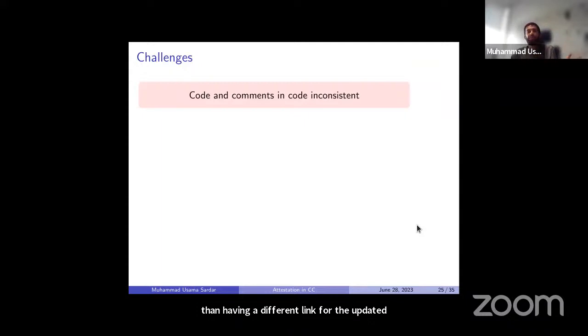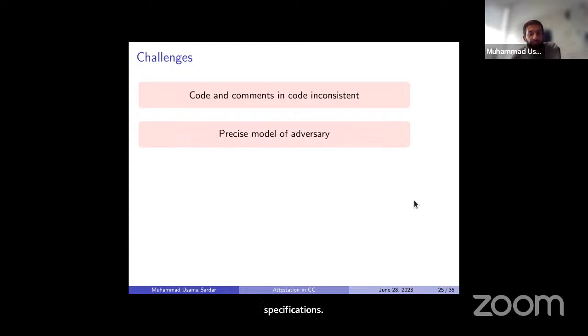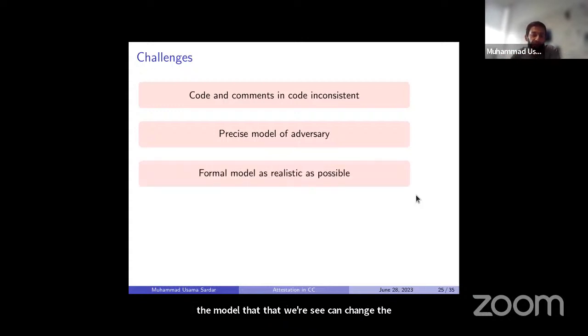And another way to go about this was, okay, other than specifications, let's look at the code. And when we looked at the code itself, the comments in the code were inconsistent with what Intel said in the specifications. We have several examples here, but for the interest of time, I will go forward. From a formal perspective, it was very difficult to have a precise model of the adversary, and we try to do our best, with the model that the adversary can change the measurements, and then the verifier will be the one to decide which TD to trust.